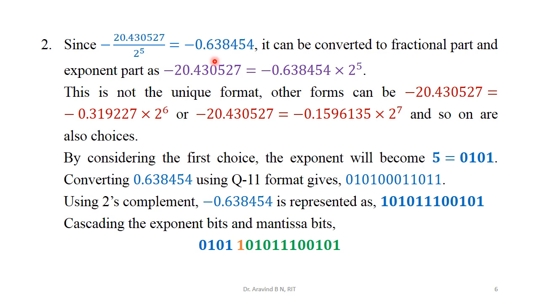Continuing, we have to convert this 0.638454 into its equivalent Q11 format. So first we are going to omit the negative sign. First we identify the equivalent Q11 format for this value, and then to make it negative we must convert that into 2's complement realization. So converting 0.638454 into Q11 format, we are going to get this realization.